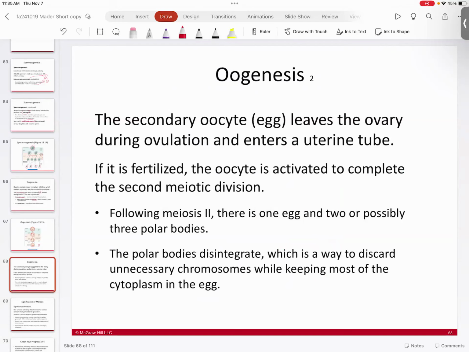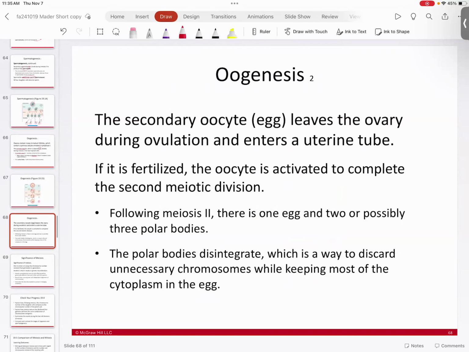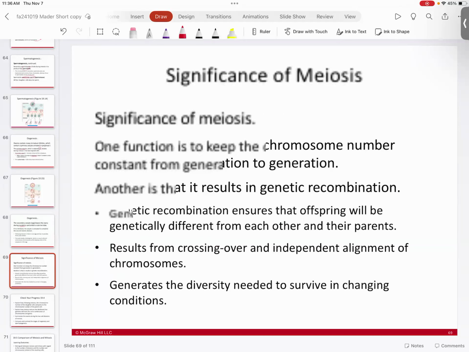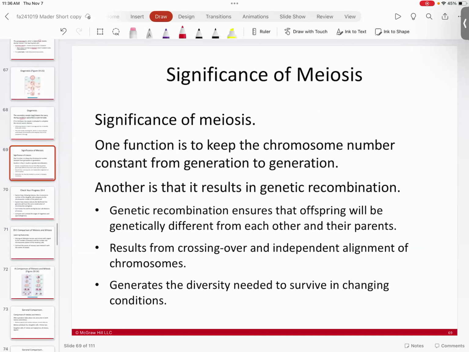So oogenesis in females is a little bit more complicated than spermatogenesis in males. And so what happens is the secondary oocyte, the egg, basically will leave the ovary. It'll be extruded into the fallopian tube or the uterine tube. That's the ovulation process, where it'll hang out and wait until it's fertilized. And so ultimately, once it's fertilized, then it'll be activated to complete that second meiotic division. It'll fuse with the male pronucleus, and then eventually it'll start going through embryonic division as it tumbles its way toward the uterus. And we talked a little bit about that in the last chapter.